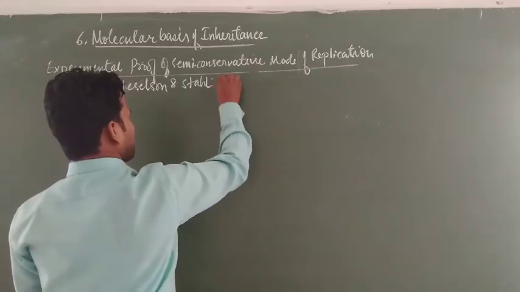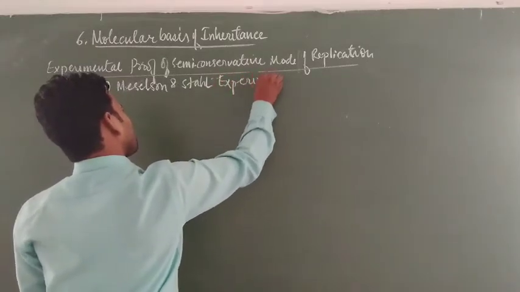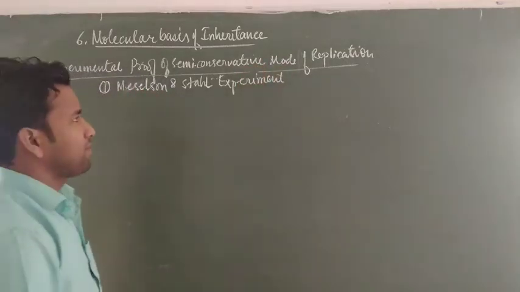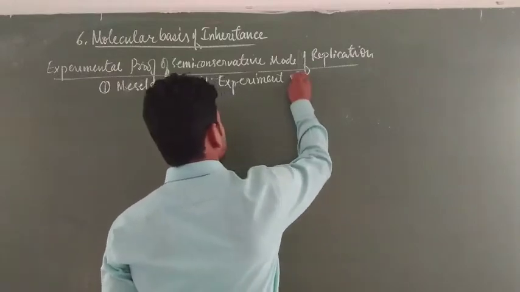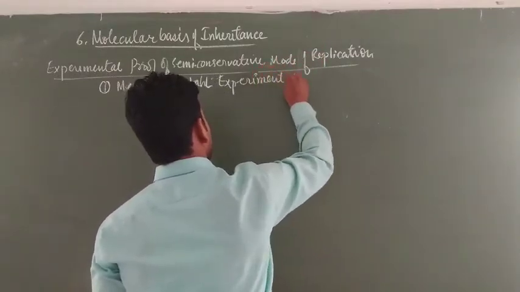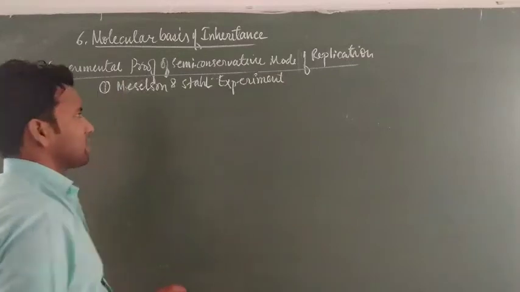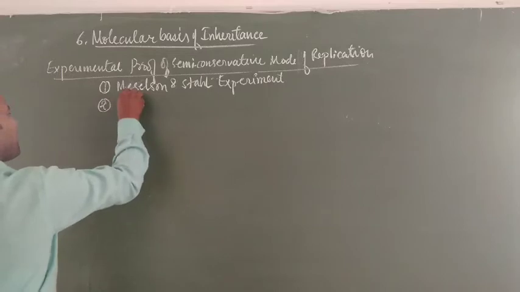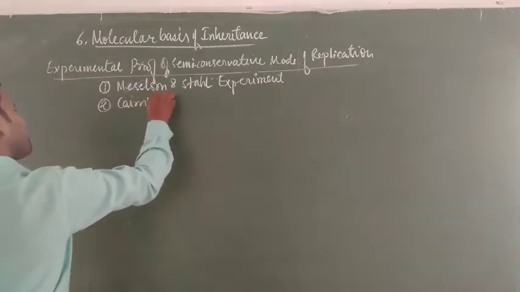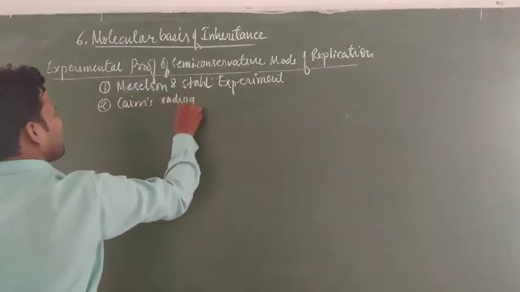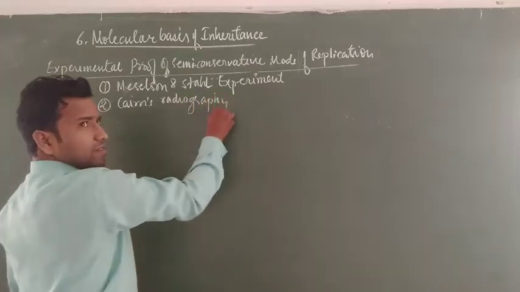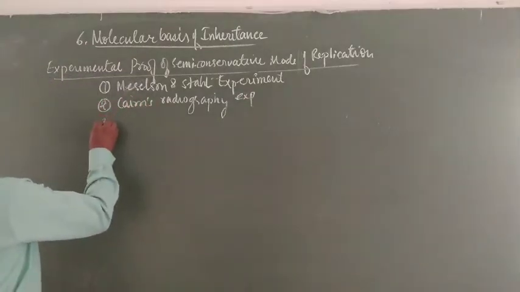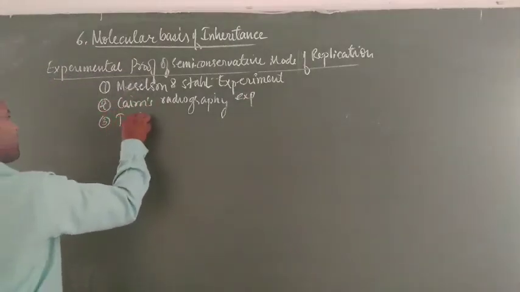They perform the experiment by taking E. coli and isotopes of nitrogen, that is, heavy and light nitrogen. This one is the Meselson and Stahl experiment. Second, Cairns' autoradiography experiment. And third one is the Taylor autoradiography experiment.